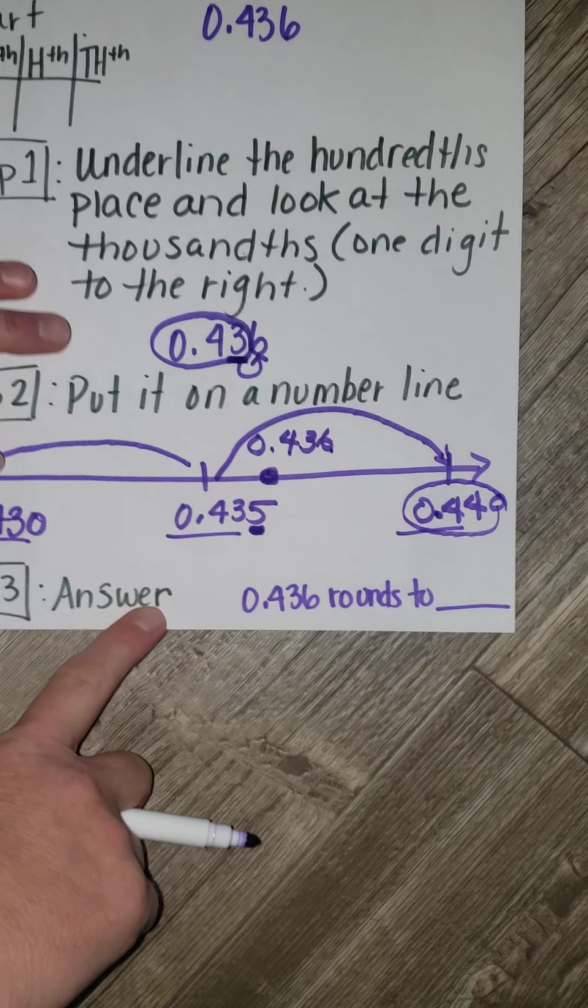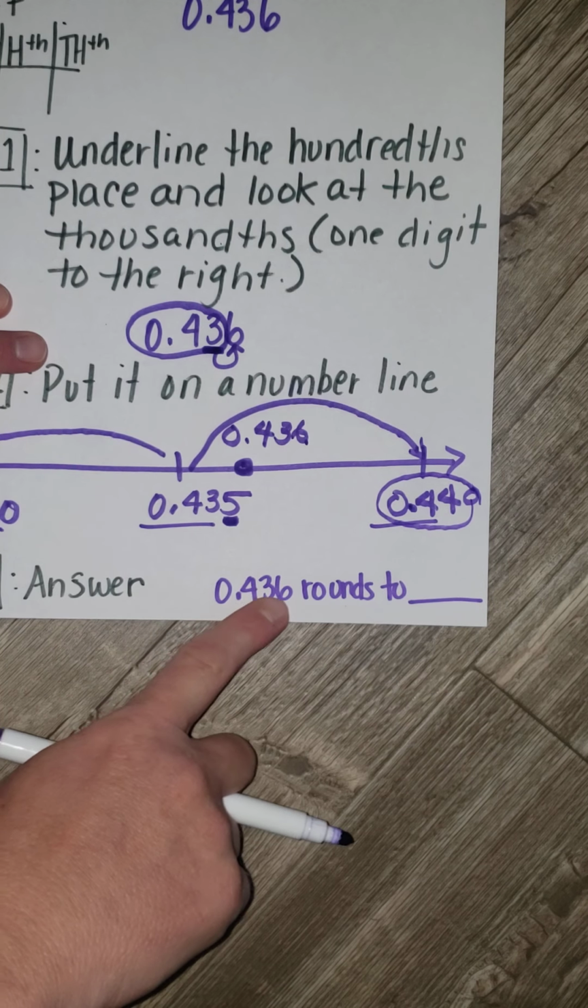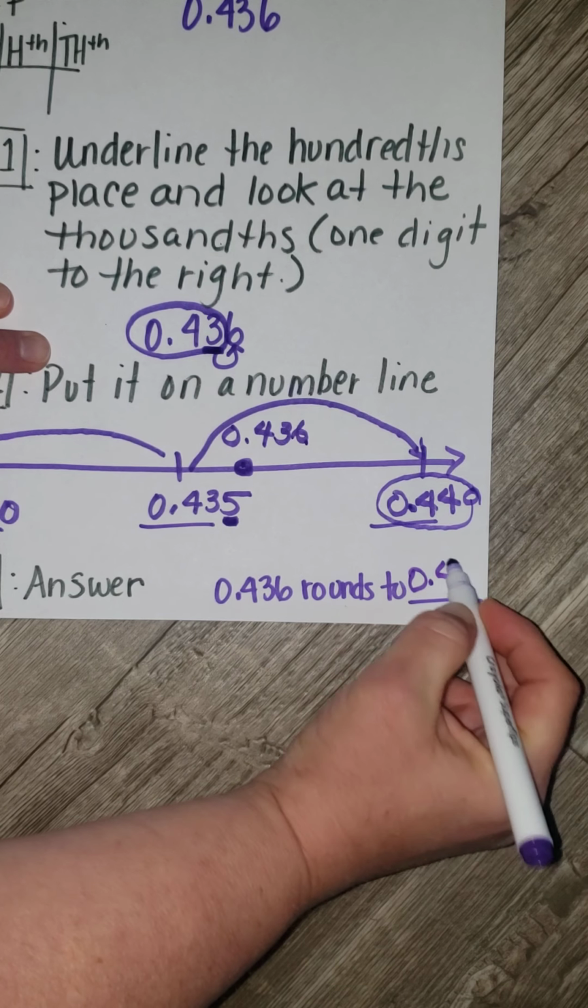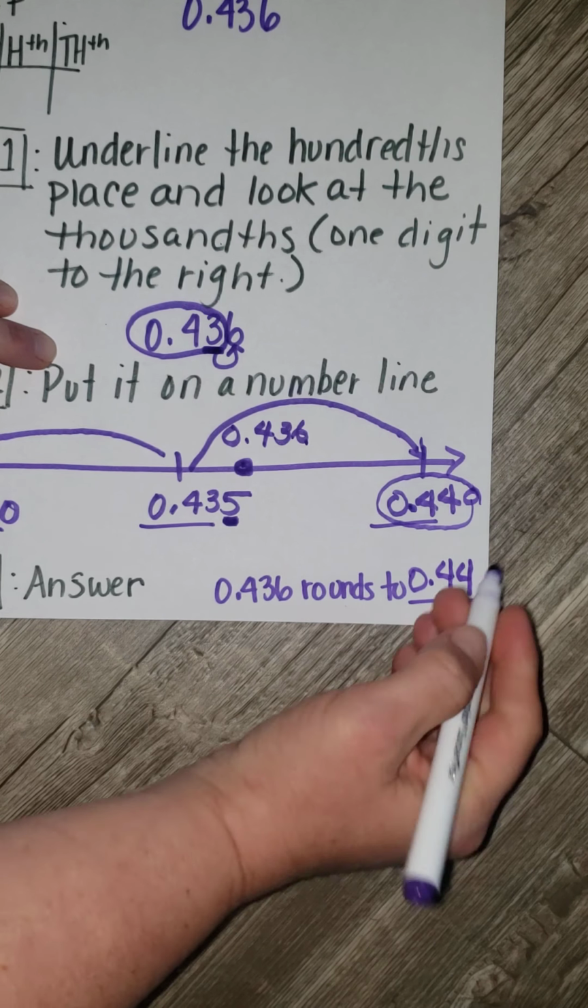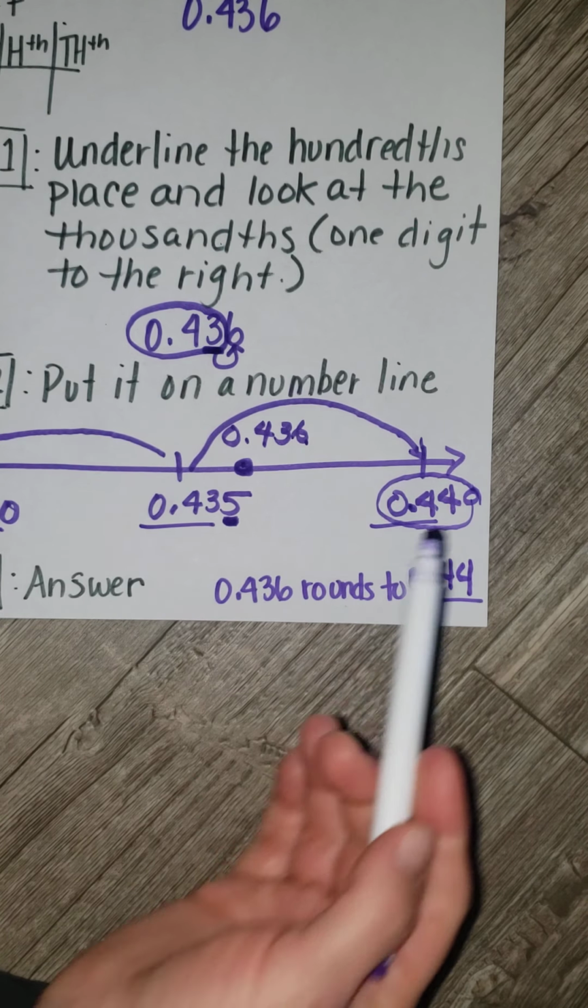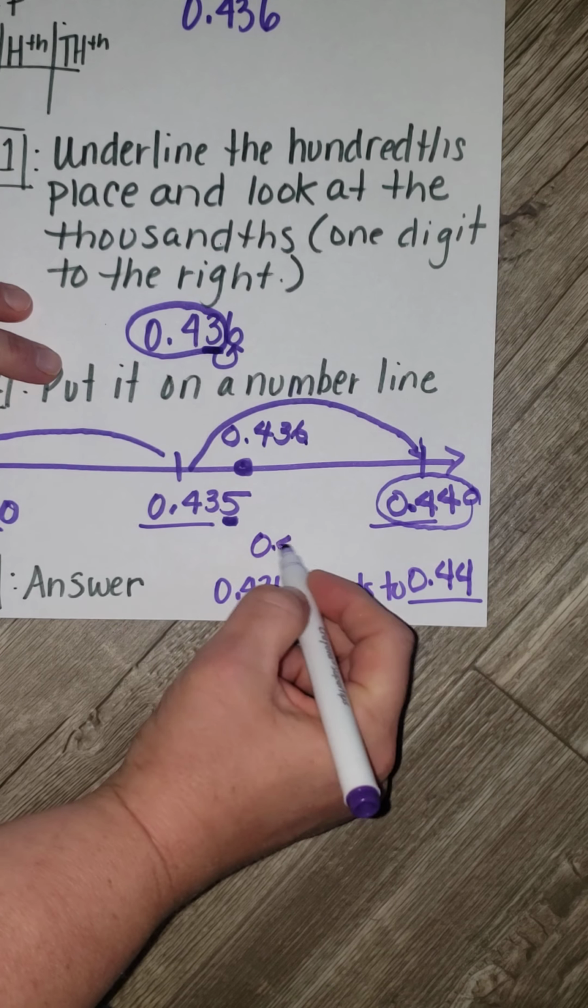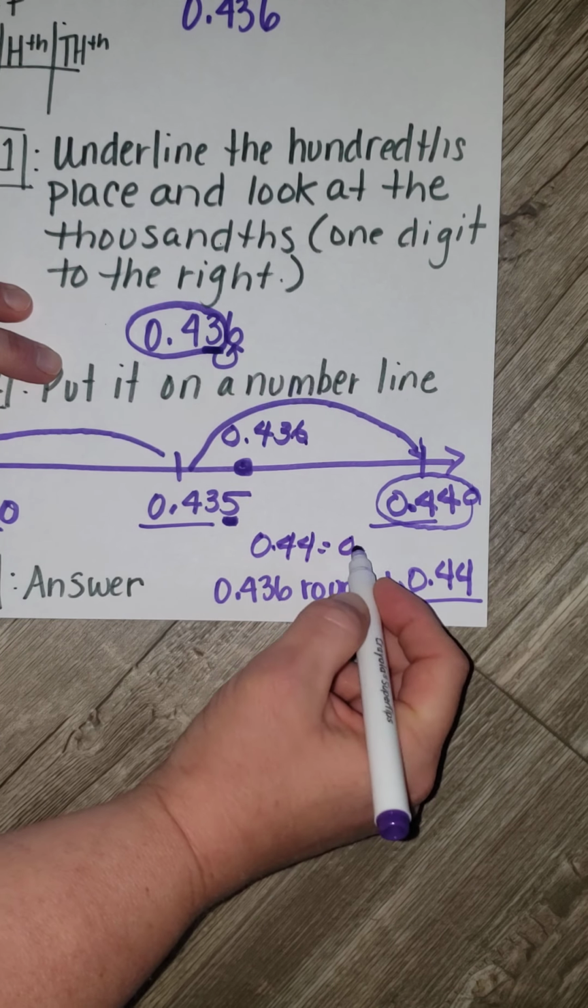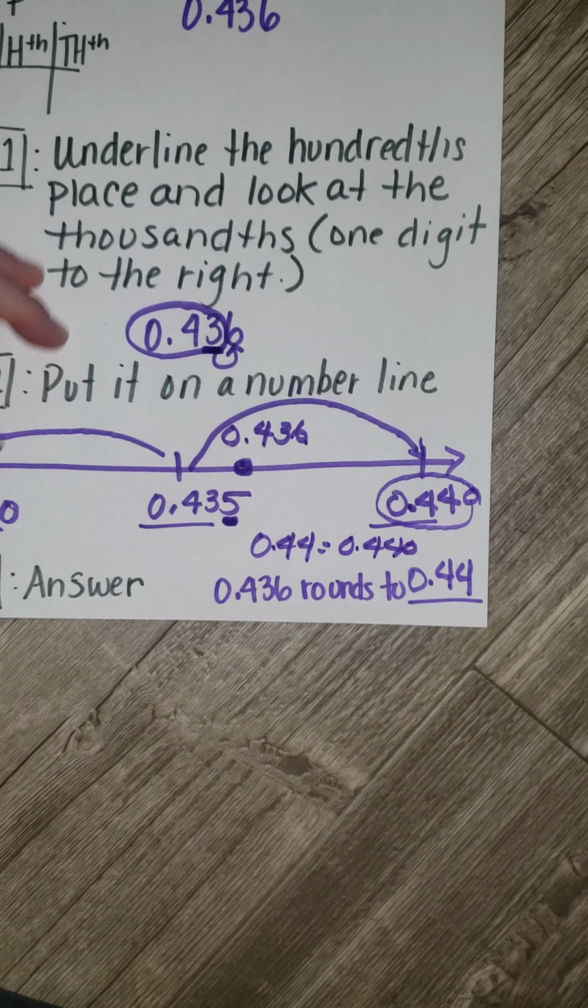So step 3 is just to answer. 436 thousandths rounds to 44 hundredths. Again, if you want to put the 0 there, that's fine. It doesn't matter. It's 44 hundredths is equal to 440 thousandths. They are the same.